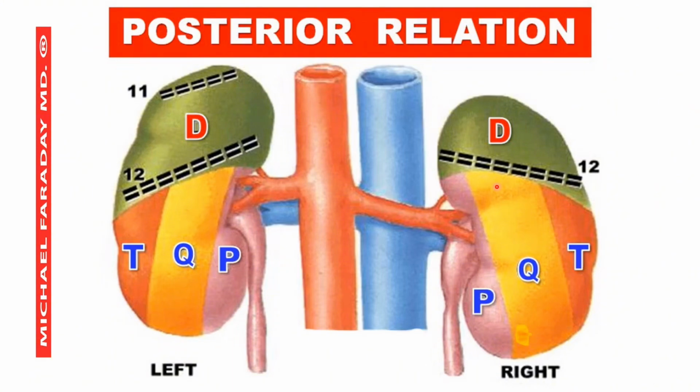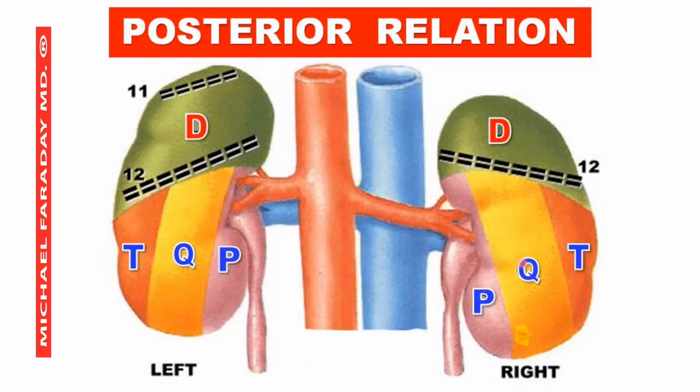Now for the posterior relations of the kidney, it's related to four muscles. Four muscles: one above and then three below. So let's look at the one above. This is the diaphragm.